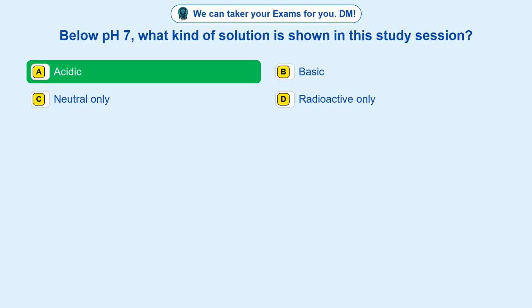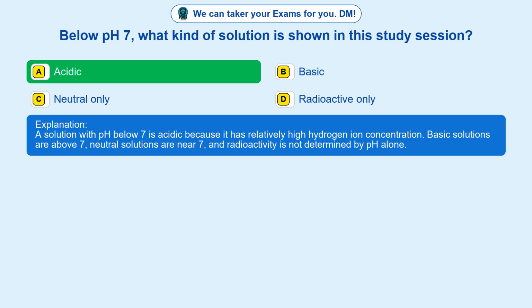The correct answer is option A, acidic. A solution with pH below 7 is acidic because it has relatively high hydrogen ion concentration. Basic solutions are above 7, neutral solutions are near 7, and radioactivity is not determined by pH alone.